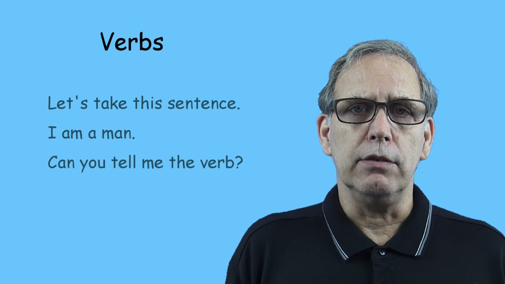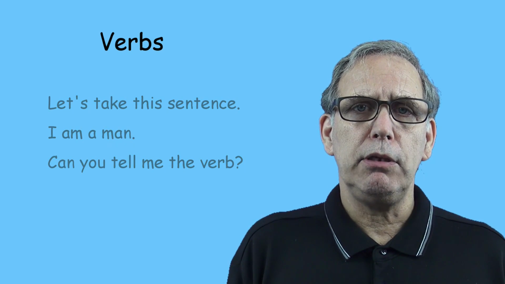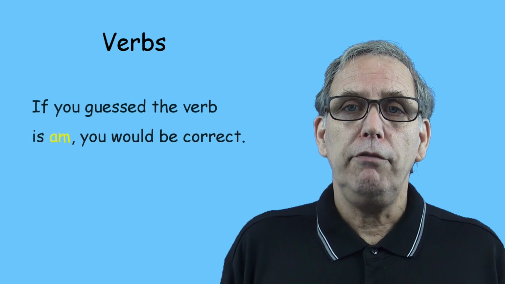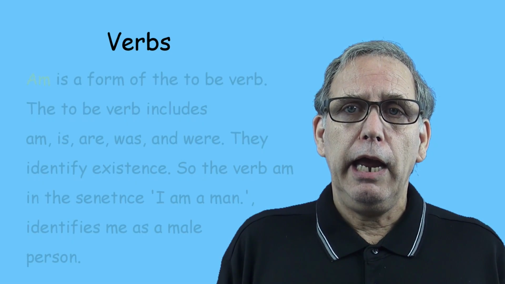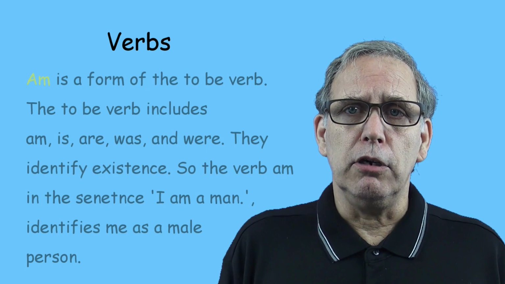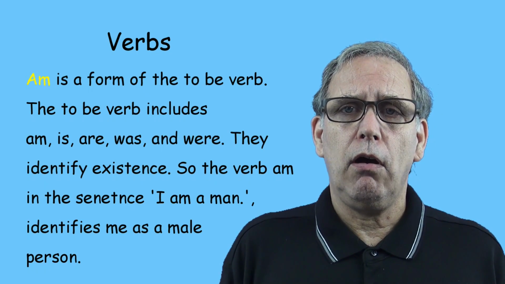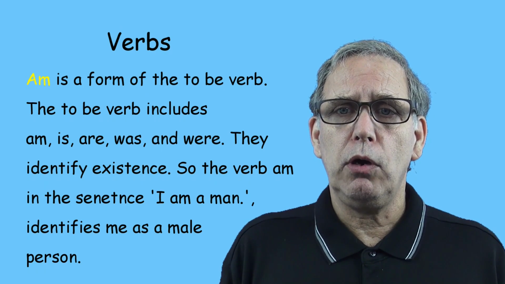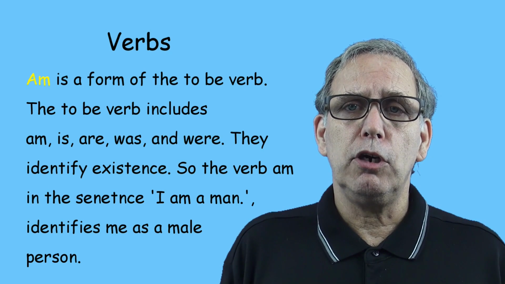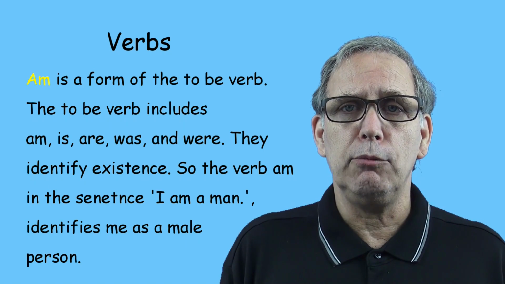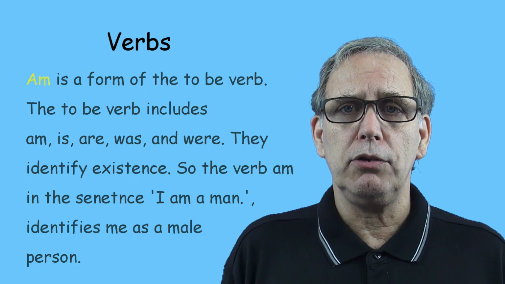Let's take this sentence. I am a man. Can you tell me the verb? If you guess the verb is am, you would be correct. Am is a form of the to be verb. The to be verb includes am, is, are, was, and were. They identify existence. So the verb am in the sentence, I am a man, identifies me as a male person.